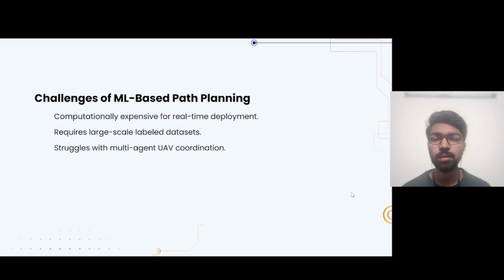The challenges for ML-based path planning algorithms still remain. High computational cost makes real-time deployment tricky, and training these models requires a massive labeled dataset.